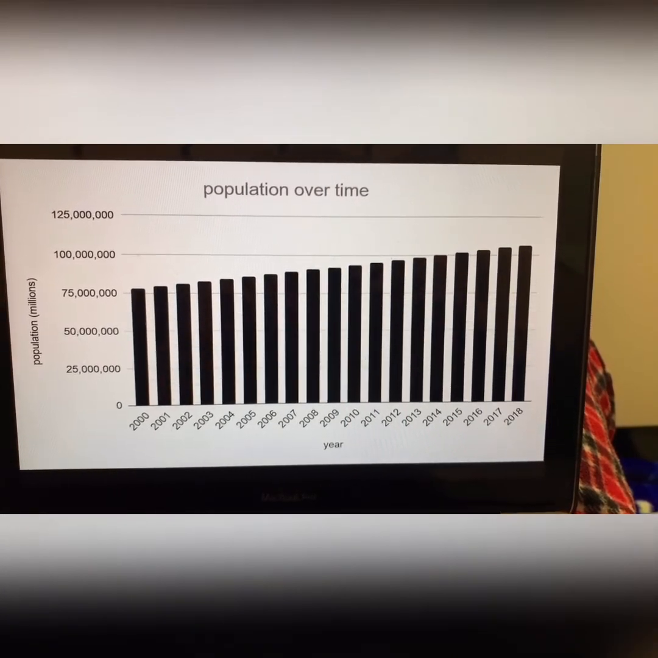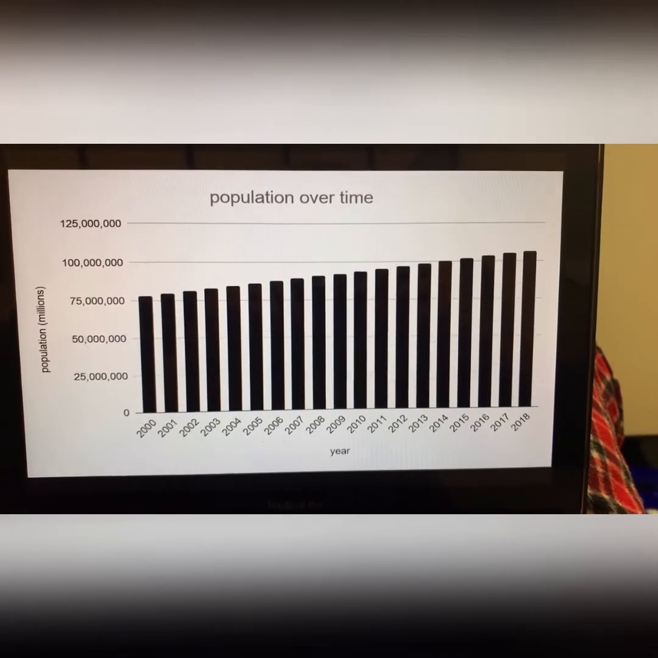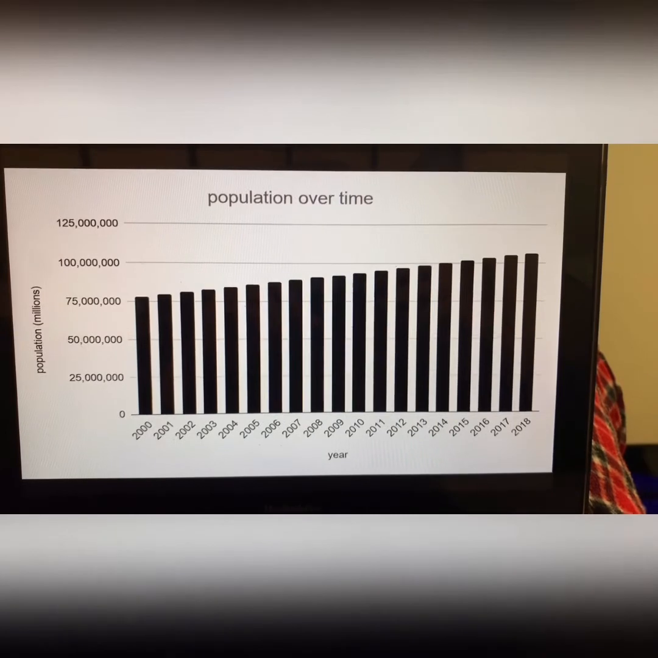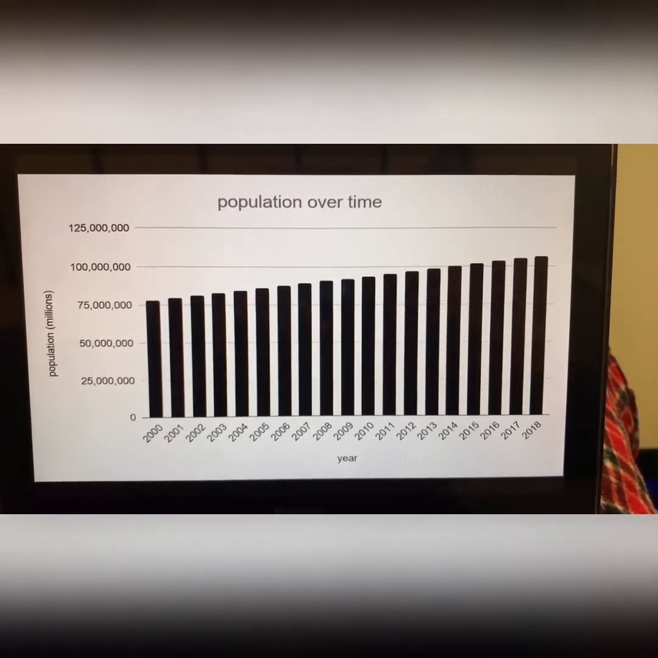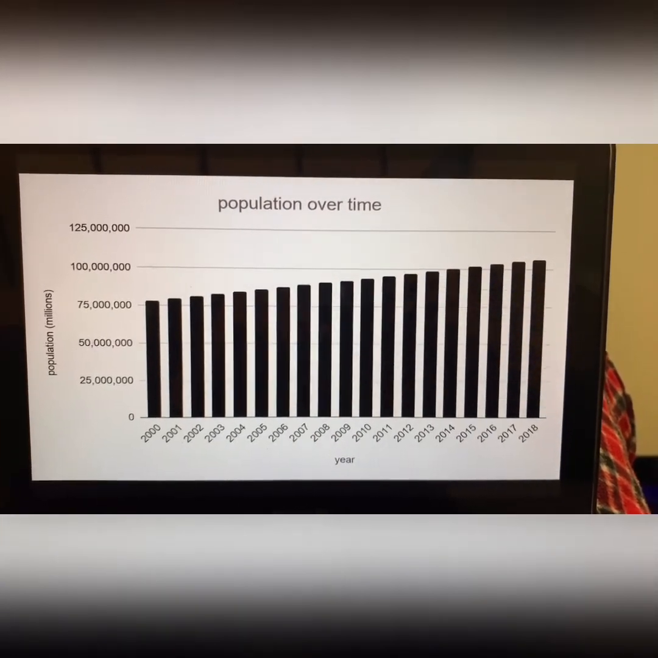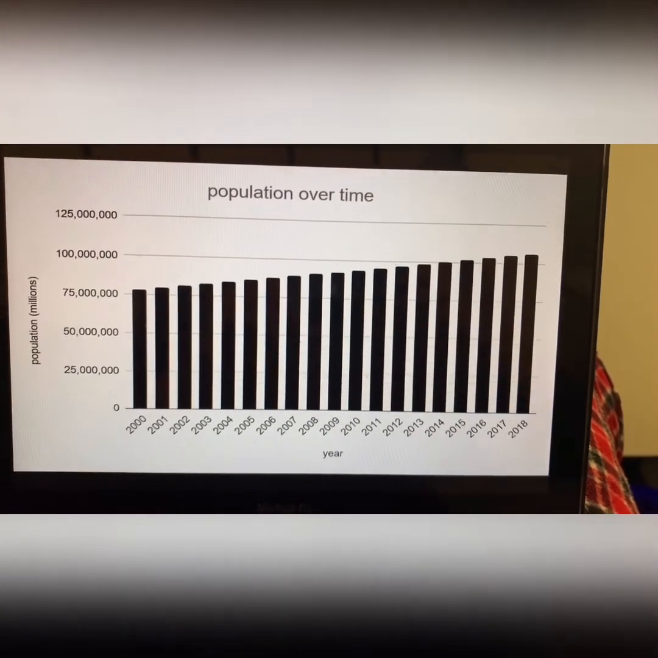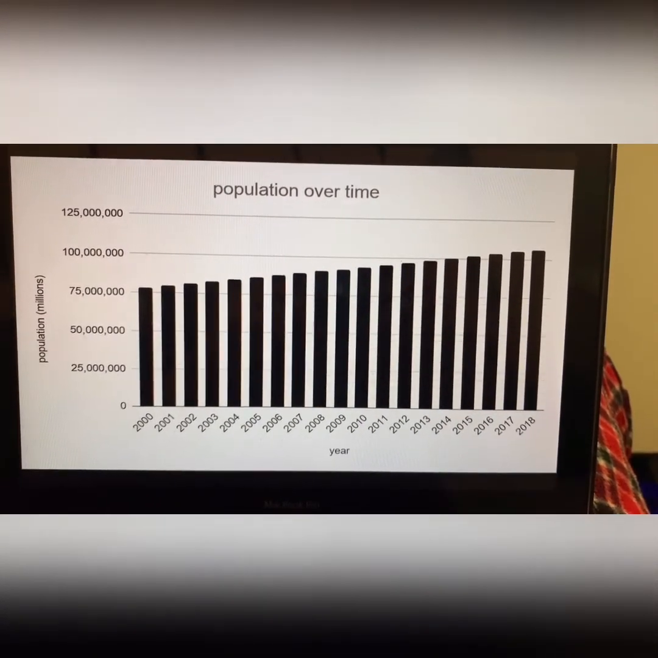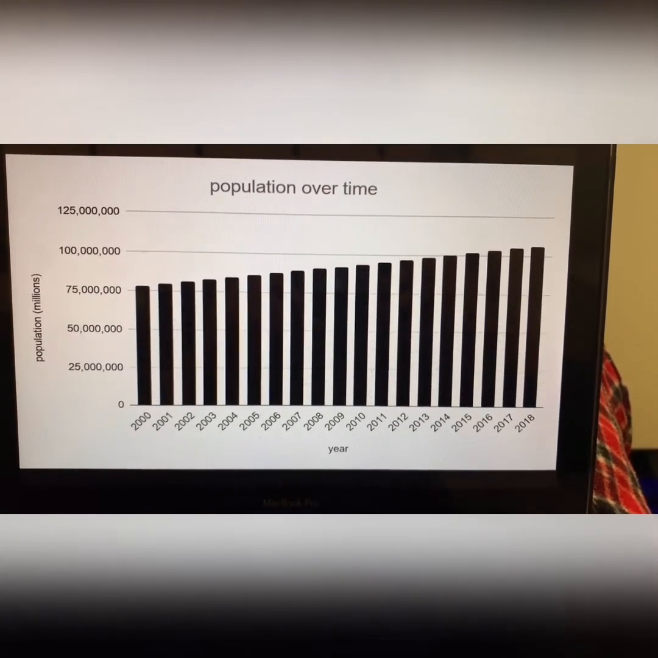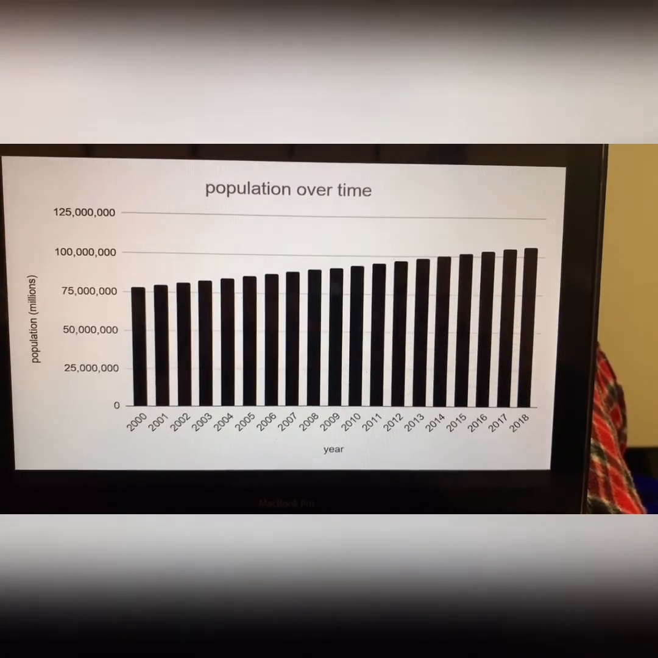The next graph we see here is the population growth over time, from 2000 to 2018. We start off with over 75 million people, and then eventually in 2018 we cross over 100 million people, and it looks like the Philippines crossed that mark in 2015. Overall, this pattern is very linear, and we see the population rising over time.